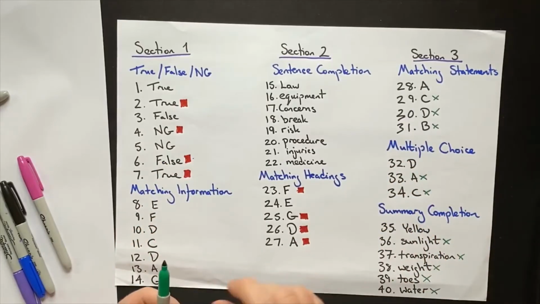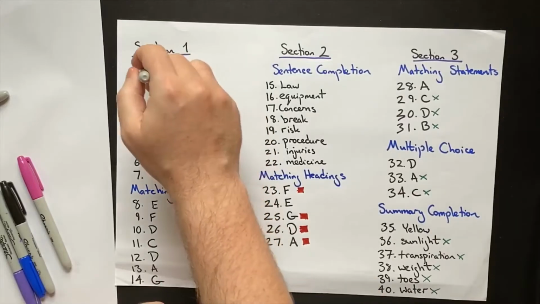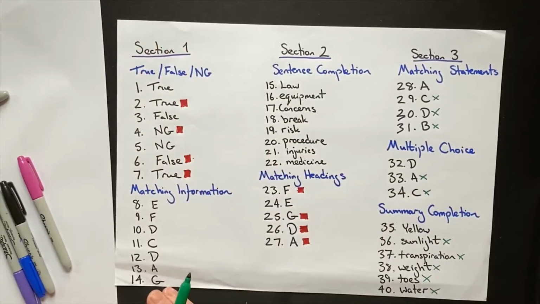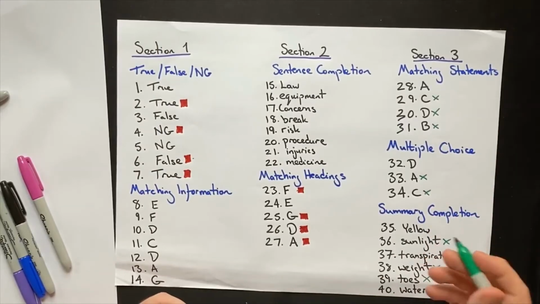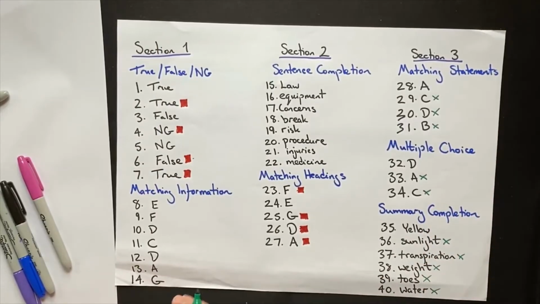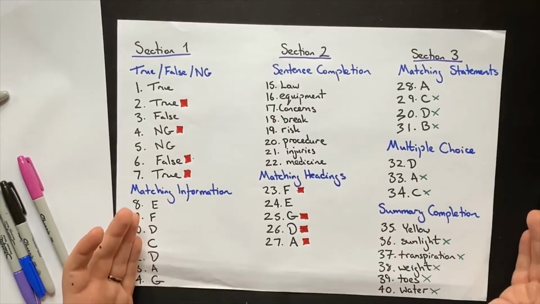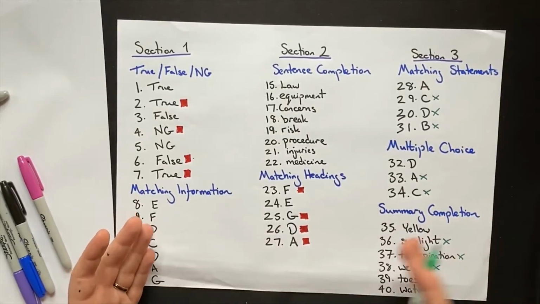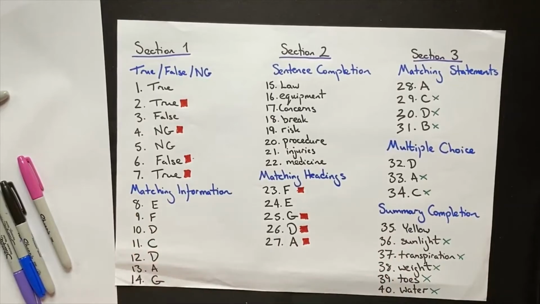So we've helped student A, who just needs help with true, false, not given and matching headings. Student B, who obviously needs help with vocabulary and their reading skills, and student C, who just needs to improve the speed at which they do the reading test.